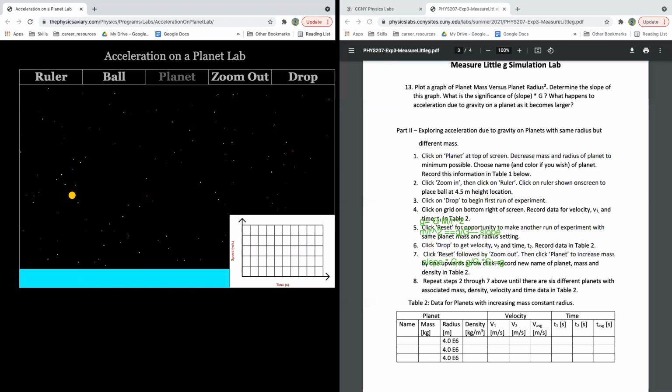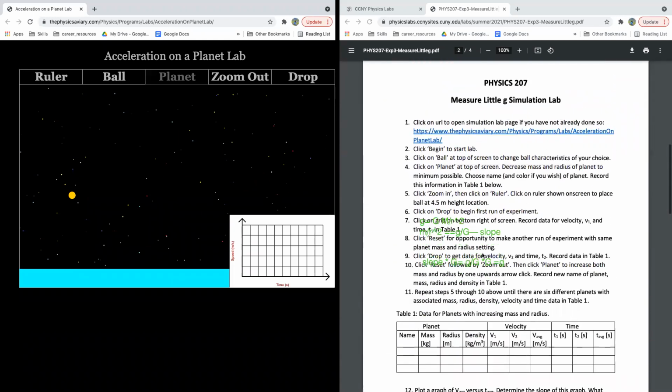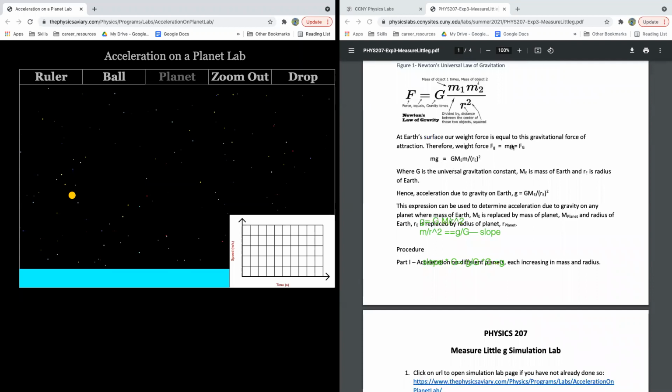What's the difference between capital G and little g? So the little g is the acceleration. So you see, Fg equals mg. This g is the acceleration, and the capital G is the universal gravitational constant. So it's a constant. Little g is the acceleration.